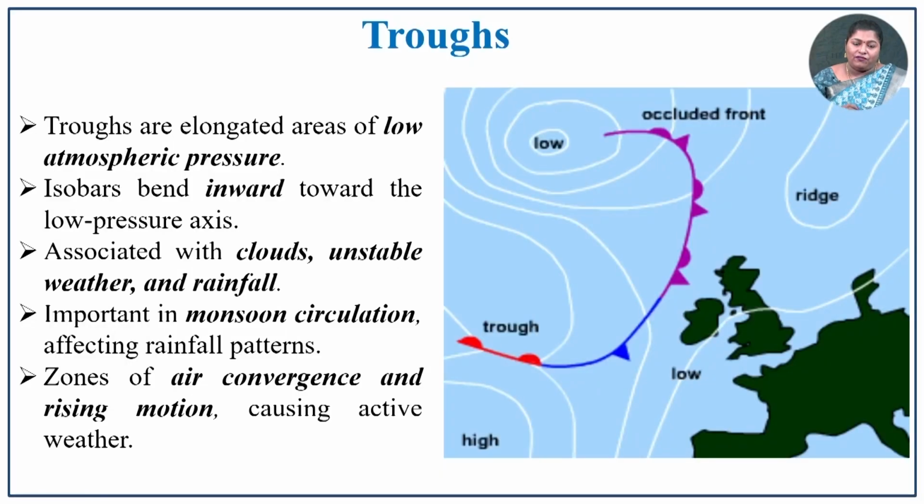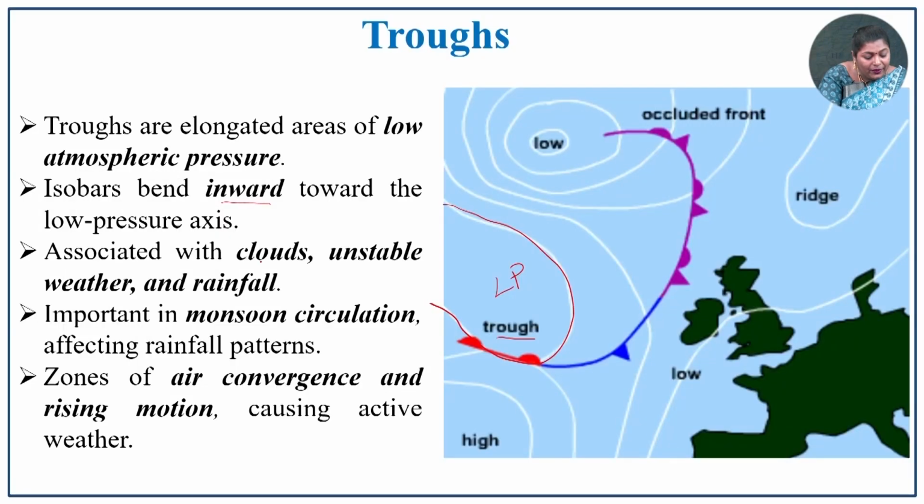Next one is trough. What is meant by trough? Trough is the elongated area. See here, you can see this trough. So, trough is the elongated area of low pressure. Here there is a low pressure. This bar bends inward. Be careful in listening to it. That is, here in the trough you have low pressure which is bending inward, and in the next upcoming slide you will be coming across ridge. So, it is opposite to this trough. You can see the changes in this too.